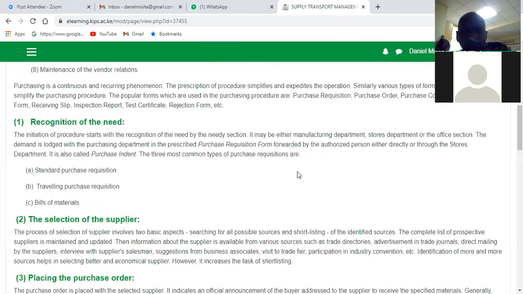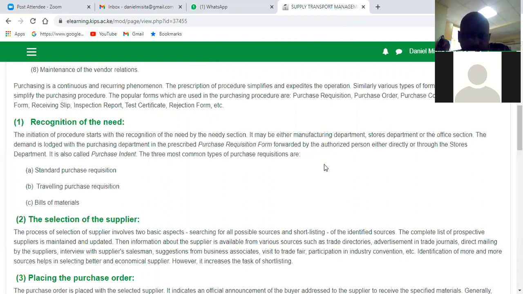So once you have a need, the other thing is to fill the purchase requisition form. And this form is authorized by the head of the user department. After that authorization, it is forwarded to a store department who then do what is called issuing of the goods.